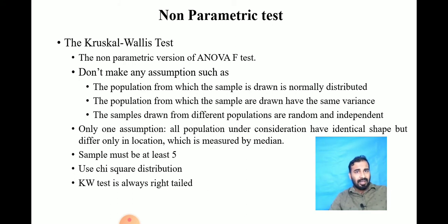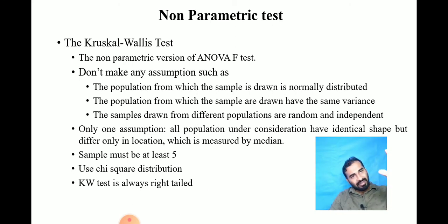That assumption is that all populations under consideration have an identical shape but differ only in location, which is measured by medians. Thus the populations may have different shapes, but the assumption is that if you are comparing 5 samples, all these 5 samples should have uniform shapes. It may have any shape, but it should be uniform. And the sample size must be at least 5.